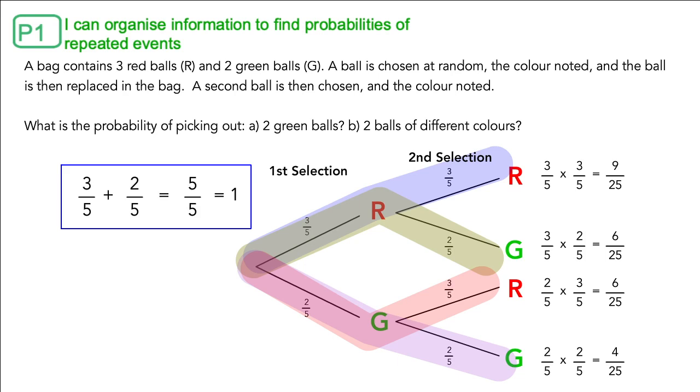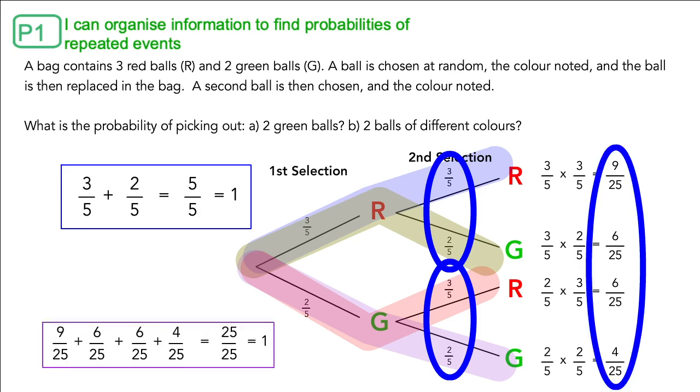Just a reminder, the sum of each branching point is always equal to a whole or 1, which means these 2 add up to 1. Also, these add up to 1 as well. The same applies for these 4. These 4 added together also equal 1 or a whole.